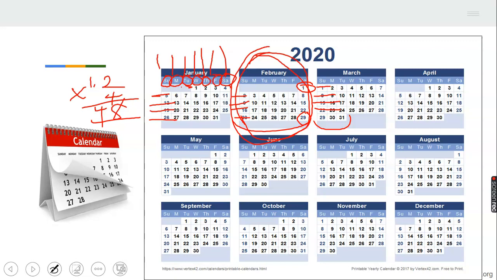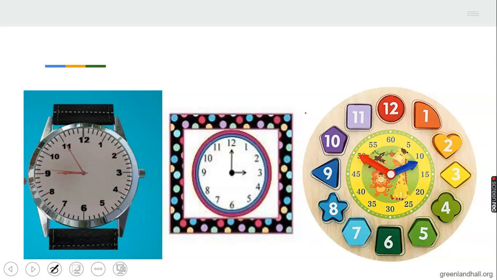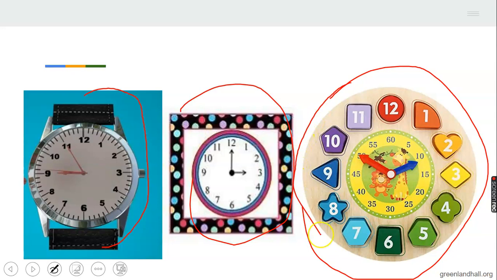Is that taken? Okay. Now you can see the different clock faces that we have here. This is a wristwatch, as you know. And this is a wall clock. This is also a fanciful wall clock. You can see it's very beautiful. Whichever one that you are familiar with that you use, everything still tells us the time.